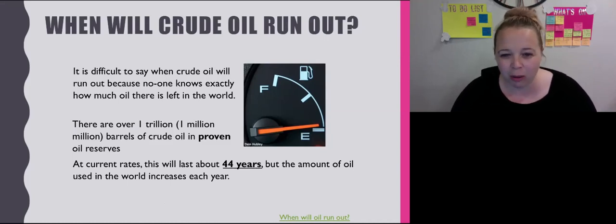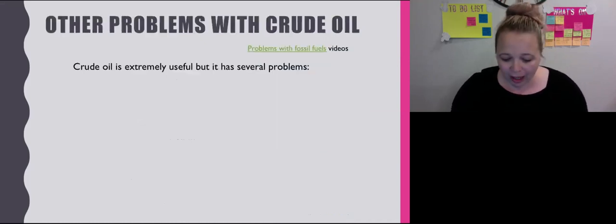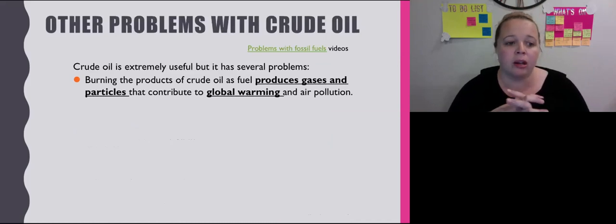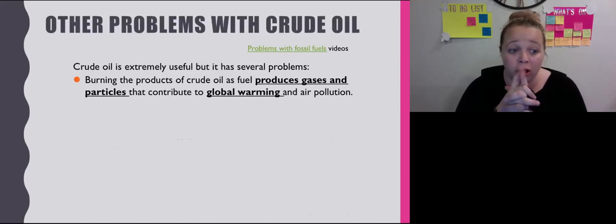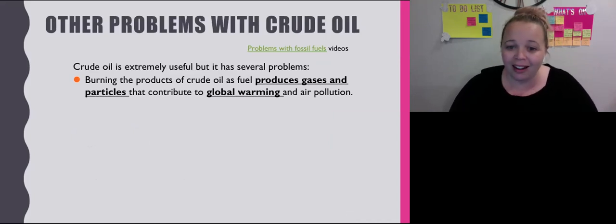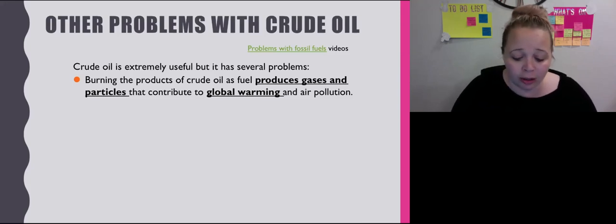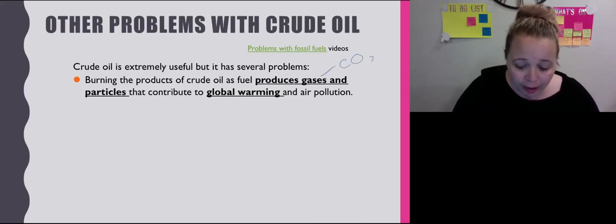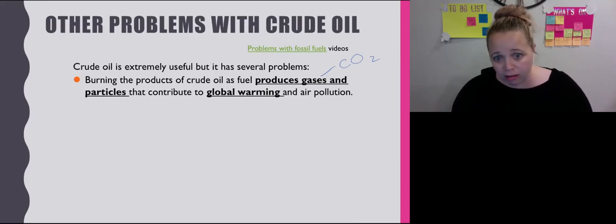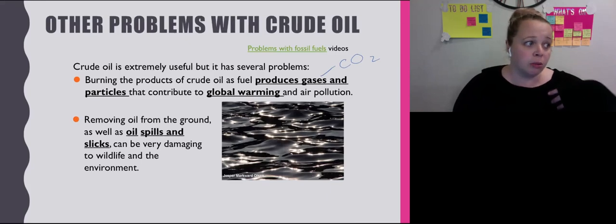Now, there are some other problems with crude oil that you may have heard about before. It's really, really useful, but it has several problems. When you burn crude oil, gas, petrol, jet fuel, and all these things, they produce gases and particles that contribute to global warming. In particular, a hydrocarbon has lots of carbon in it, and when you burn that in oxygen, we make a lot of carbon dioxide. Not a great thing.